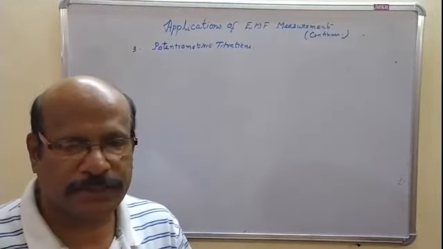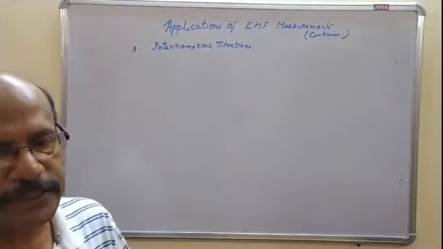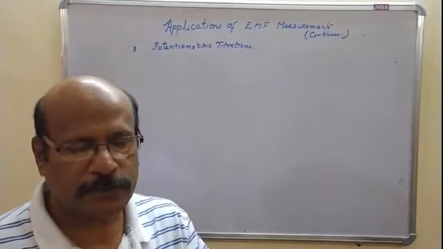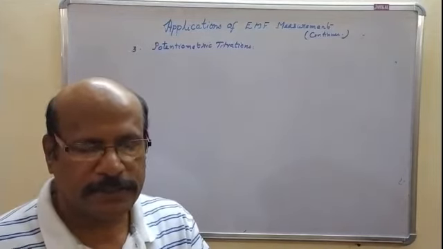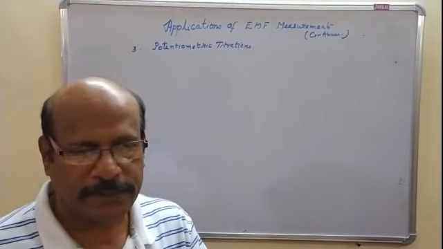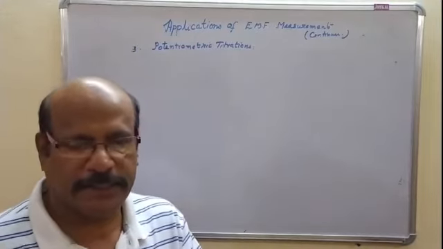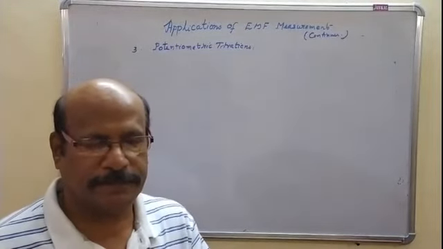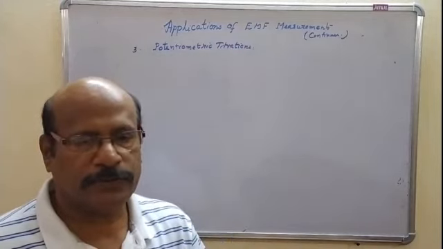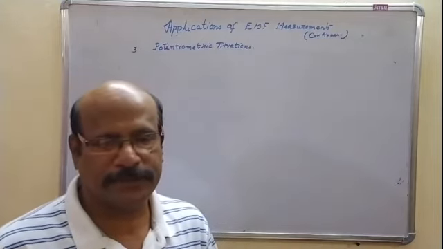Here, two solutions are allowed to react in a quantitative manner. One solution, that is the solution to be titrated, is taken in a cell in which an electrode called the indicator electrode is introduced, which can respond. The indicator electrode can change its potential with respect to the concentration of the ion present in the solution. And another solution, that is the titrant, is added from a burette.